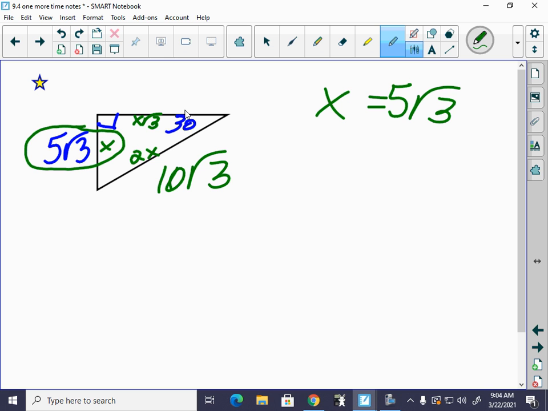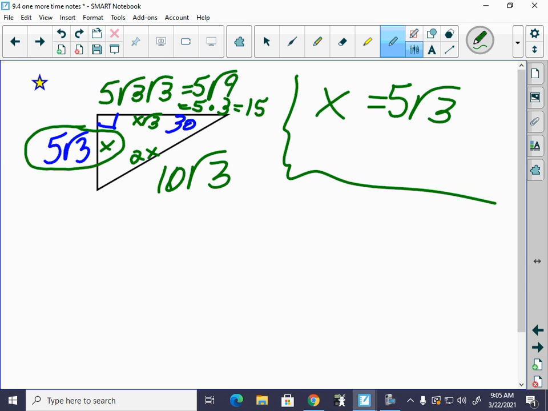Then this is 5 root 3 root 3. Square root of 9. 5 root 9, but wait, there's more on this one. 5 times 3, because the square root of 9 is 3. 15. That's too complicated. Can you leave it as 5 square root of 9?